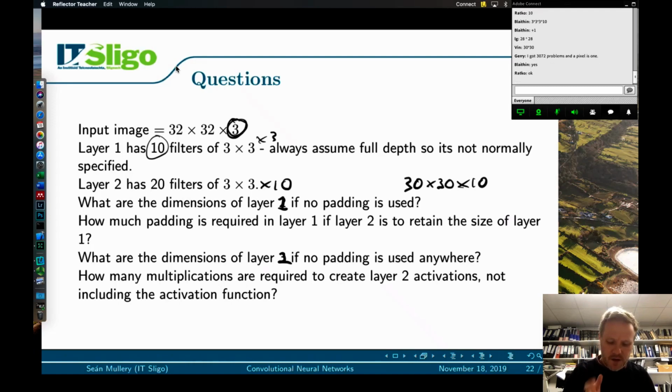What are the dimensions of layer 2 if no padding has been used? So we know the dimensions going into it are 30 by 30 by 10. What are the dimensions of layer 2? Again, we're using 3 by 3 filters.